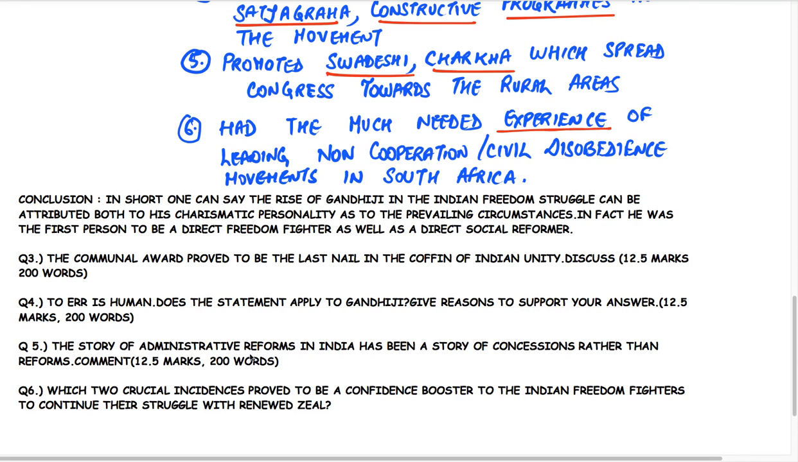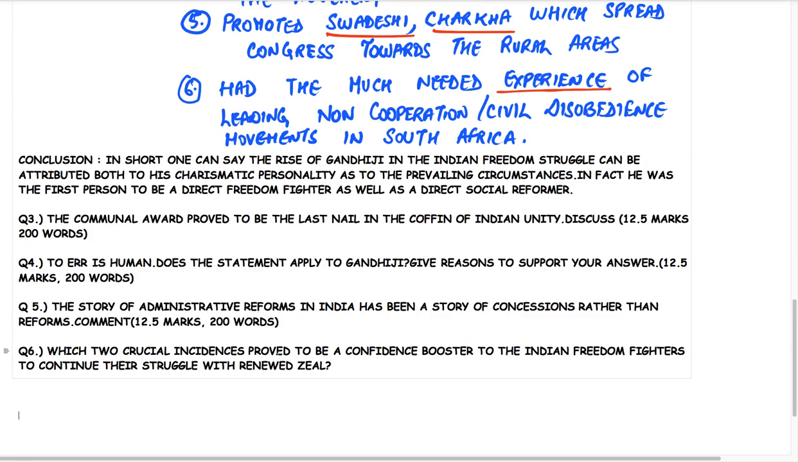So the story of administrative reforms, the aspirant must have a good grasp over the various Government of India Acts passed from 1858, 1861, 1892, 1909, 1919, 1935. One has to have a grasp over these acts, and one has to explain whether they were concessions rather than reforms. Concessions means very meager sort of reforms. That means it was just to pacify the Indians. They were not in fact reforms. So even this question is crucial for this year.